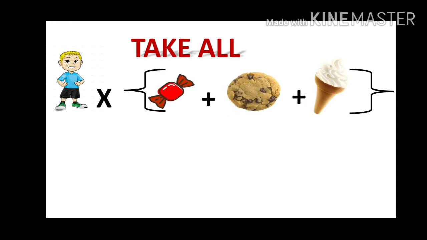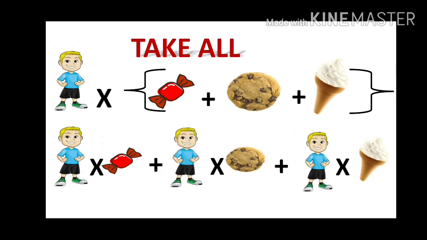Now let's see what the take all rule is. Johnny loves chocolate, cookies and ice cream, which are kept inside the bracket. So let it be inside the bag. Johnny likes all the 3 things inside the bag, so he takes all the things from the bag. Johnny takes the chocolate, Johnny takes the cookies and Johnny takes the ice cream, because Johnny likes chocolate, Johnny likes cookies and Johnny likes ice cream too. So he takes all the 3 things. So this is the take all rule.